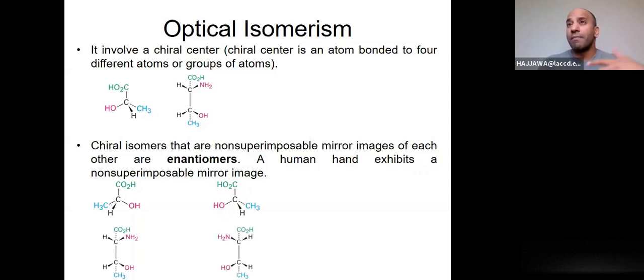Can I have a structure that has more than one chiral center, enantiomer of another? Yes. Here's an example.